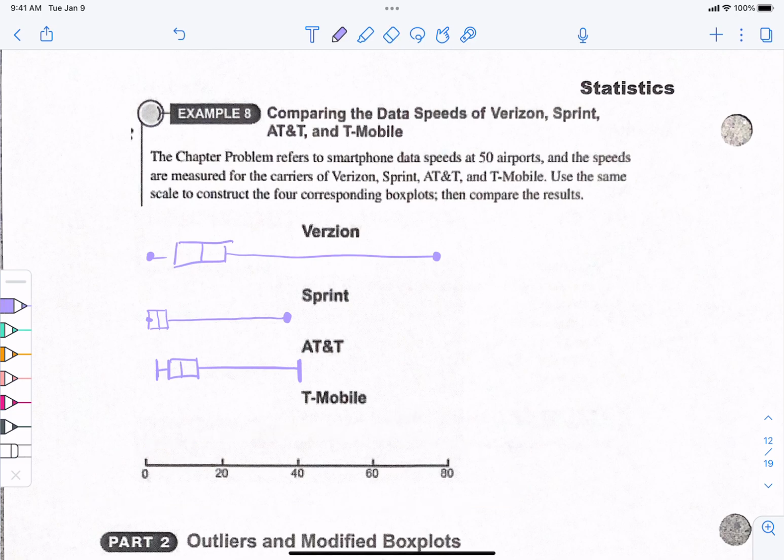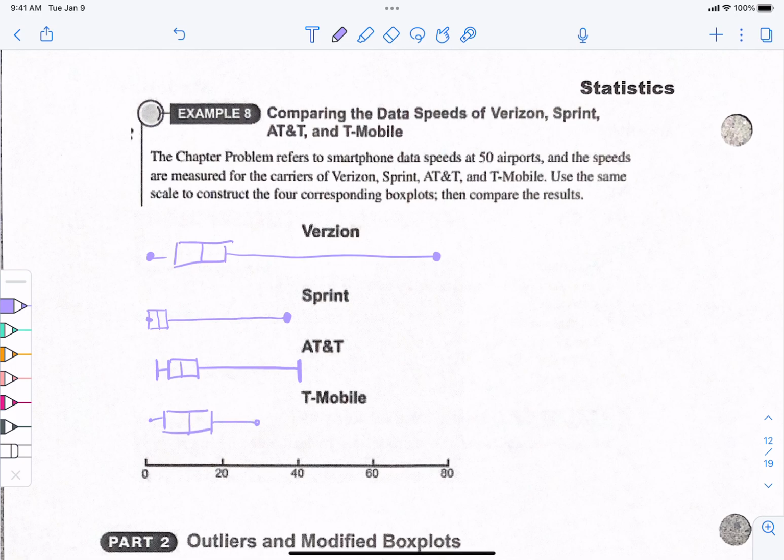Okay, so just kind of recreate these as best you can. T-Mobile goes from about 0-ish to about a little less than 30, so like here maybe. And box starts there, goes to almost 20. And this is T-Mobile.